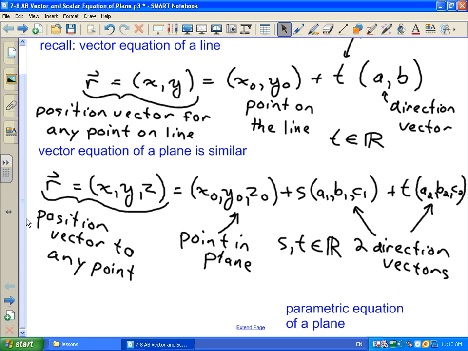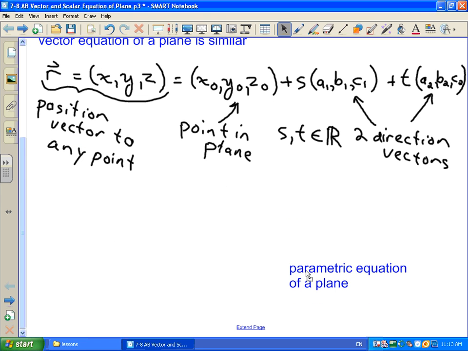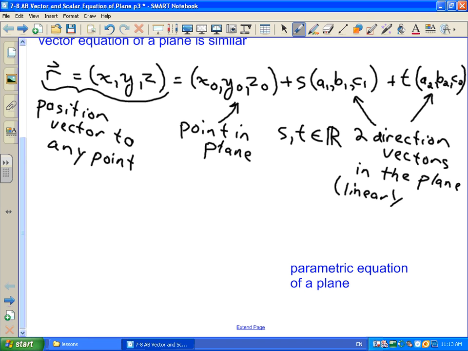Now, when we're talking about these two direction vectors, both of these direction vectors have to lie in the plane. So two direction vectors in the plane, and these two direction vectors have to be linearly independent of each other.